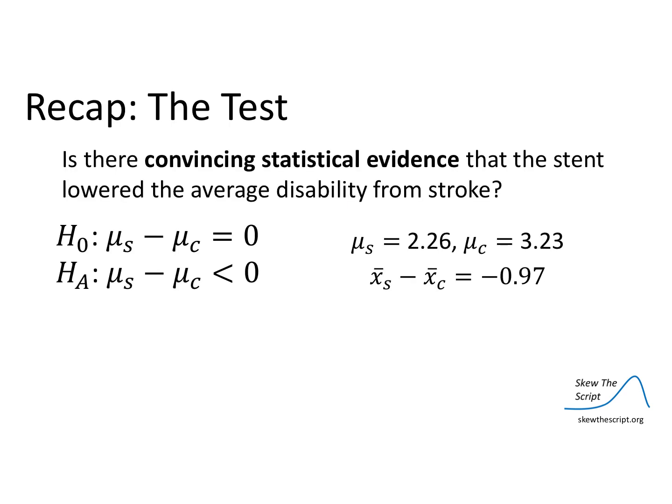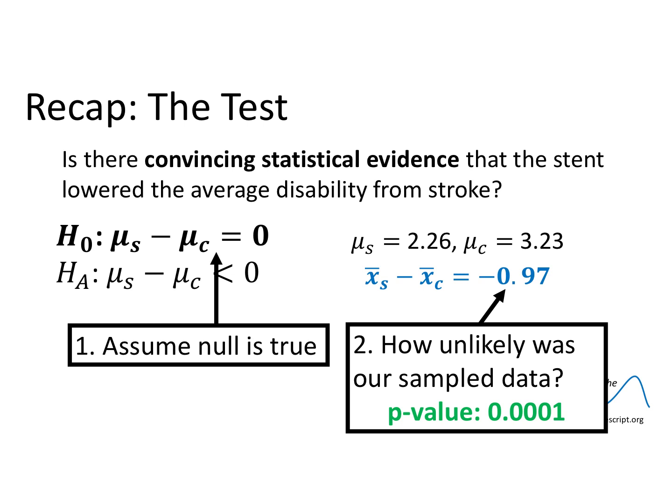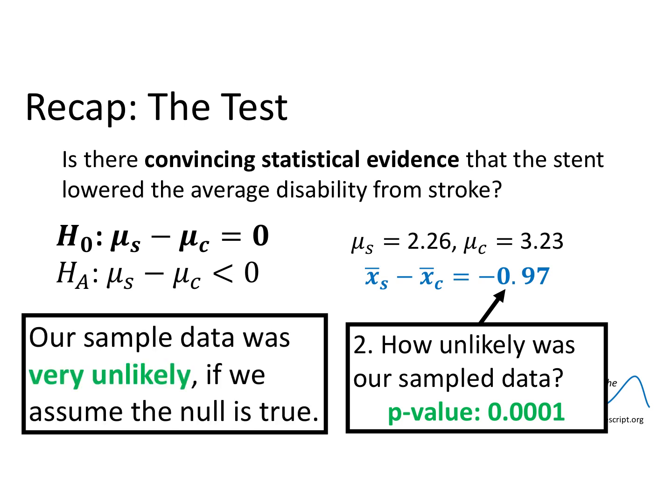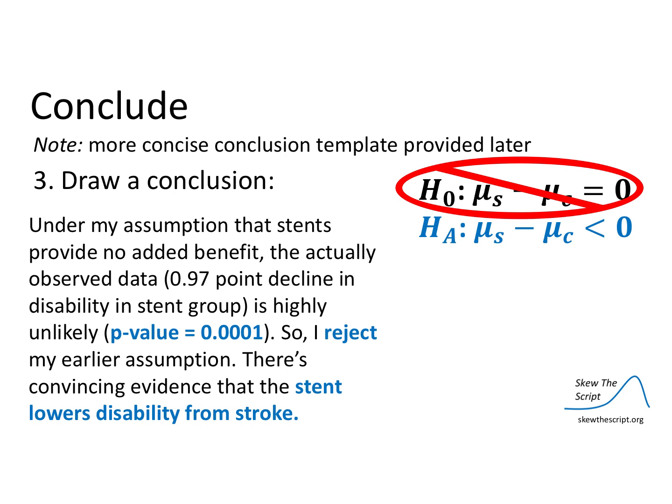So recapping the test, is there convincing statistical evidence that the stent lowered the average disability from stroke? Assume the null is true. How unlikely was our sampled data? Our sampled data was very unlikely if we assume the null is true. Therefore, we can draw a conclusion. Under my assumption that stents provide no added benefit, the actual observed data, a 0.97 point decline in disability in the stent group, is highly unlikely. The p-value is equal to 0.0001. So, I reject my earlier assumption. There is convincing evidence that the stent lowers disability from stroke.